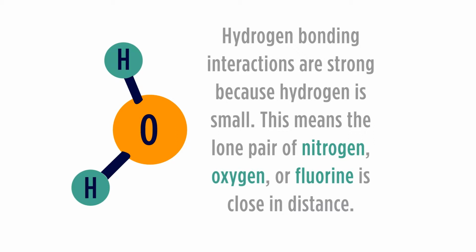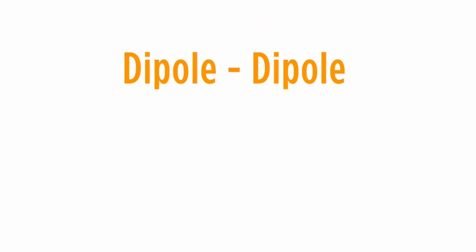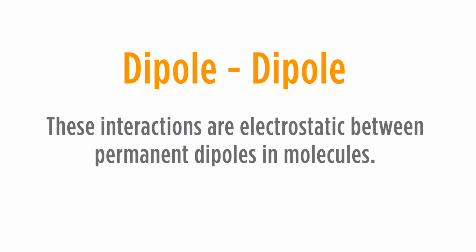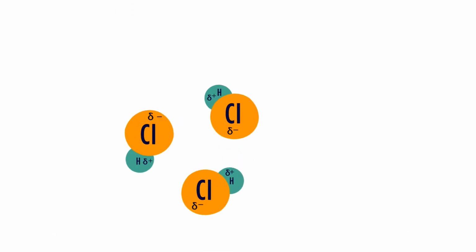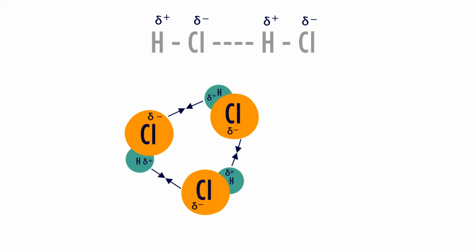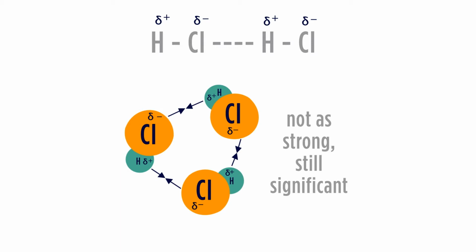If we consider our next intermolecular force, dipole-dipole interactions. Dipole-dipole interactions are electrostatic between permanent dipoles in molecules. If we consider the molecule hydrogen chloride, again, like in water, we're going to have a dipole moment going towards the more electronegative atom. This is going to set up a partial negative on my chlorine and a partial positive on my hydrogen. That will give us an electrostatic attraction between the chlorine and the hydrogen. Not as strong as hydrogen bonding, but still a significant intermolecular force.